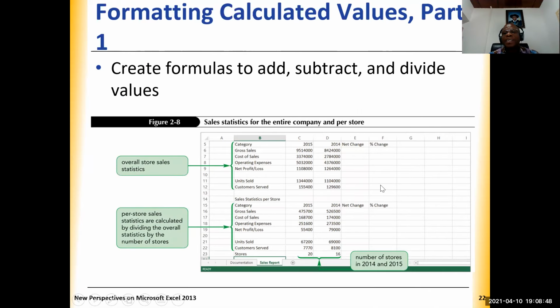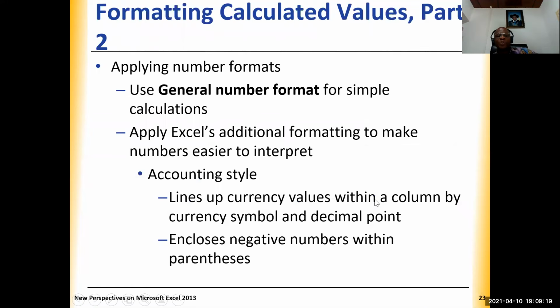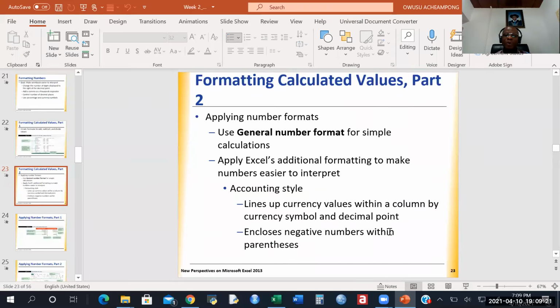So the data that was in the previous slide was talking about you finding the gross sales, the cost of sales, operating expense, the net profit. And we see that it's comparing 2015 to 2014. So you find the net change by subtracting 2014 from 2015. And then the percentage change, you find it by the formula there, dividing the net change by the 2014 figure and multiplying it by 100%. That's what will do that calculation for you. But that's not what we are doing. So let's see how we will do our own as well.